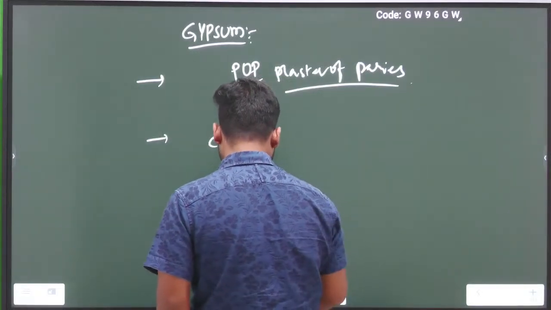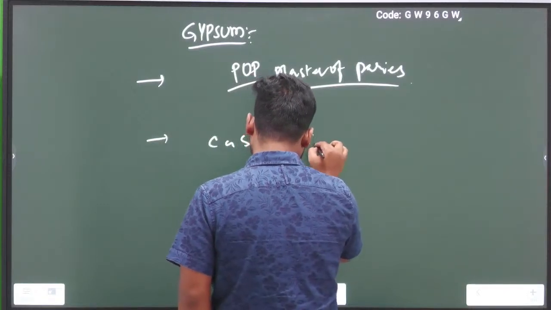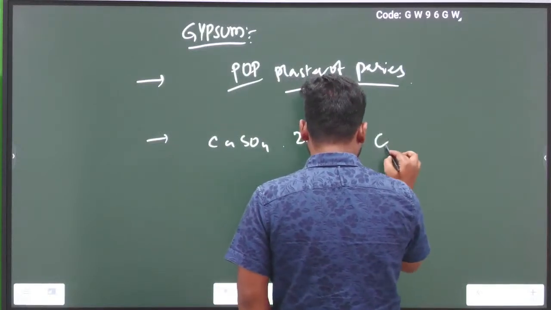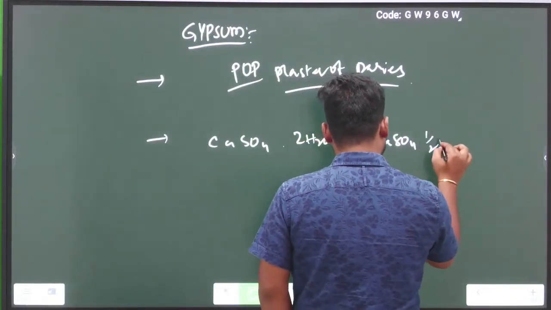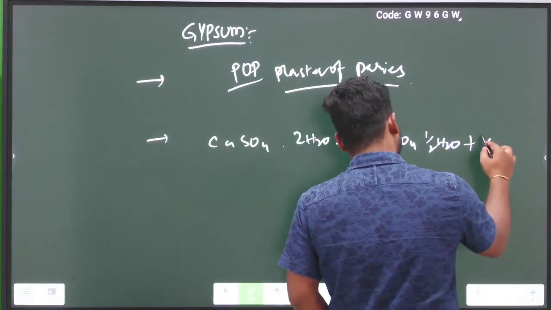CaSO4 on reacting with some water. If you heat it, what are you going to get? You are going to get CaSO4 half H2O plus some half water.